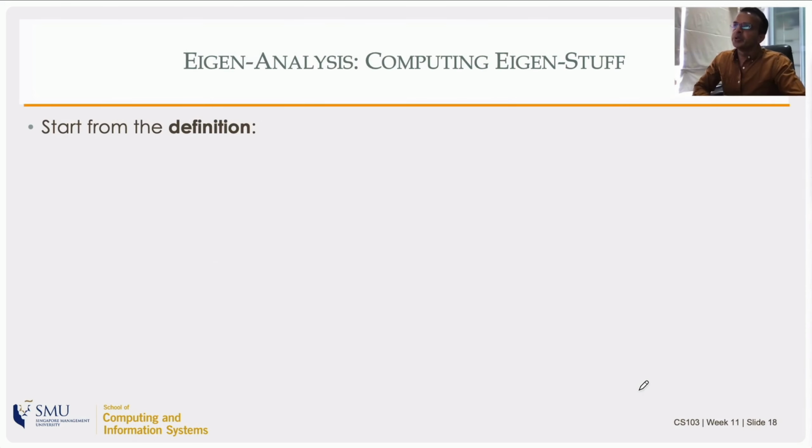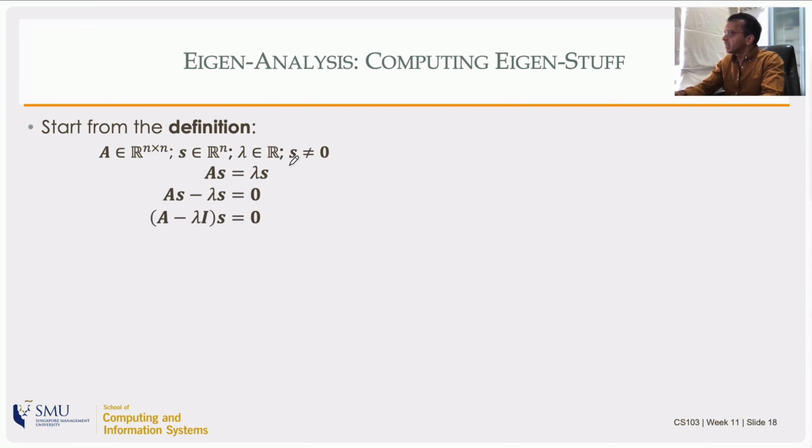Let's take a look at how to compute eigenvalues, how to perform the eigen analysis. So we'll start from the definition. We will take a matrix A and say that S is an eigenvector with eigenvalue lambda, and S is not equal to 0. And we will just write A S is equal to lambda S, and we'll try to take lambda S to the left hand side, and we want to pull out S, the eigenvector.